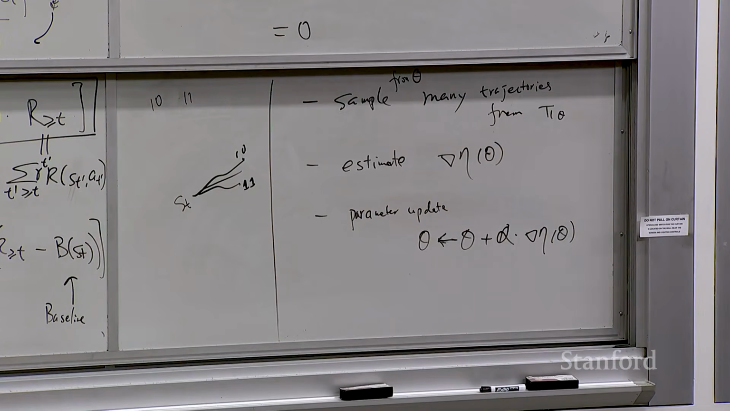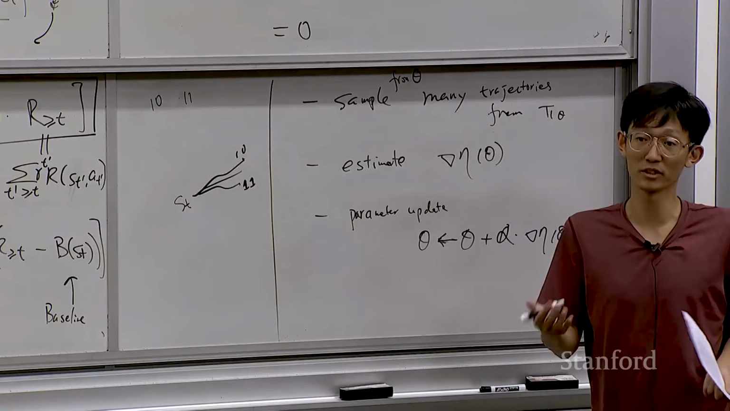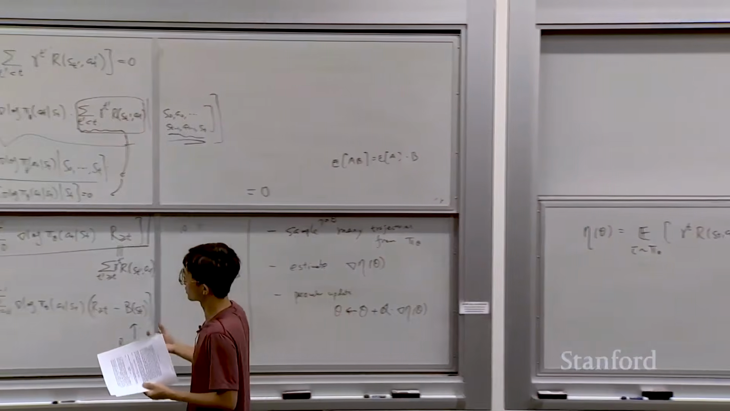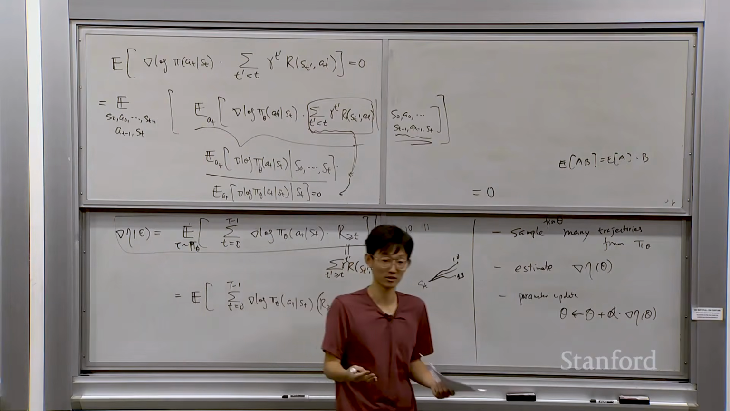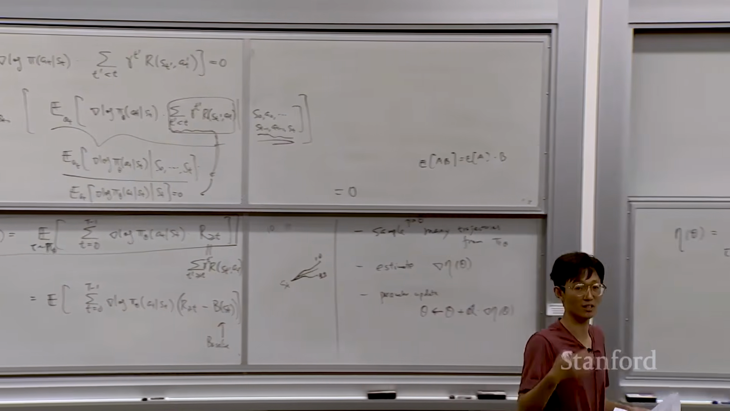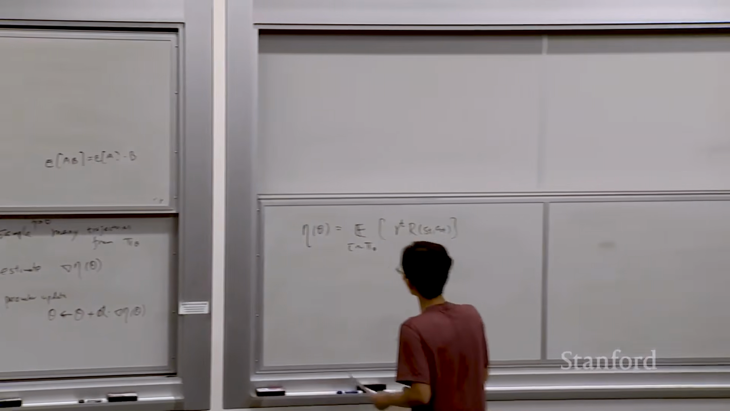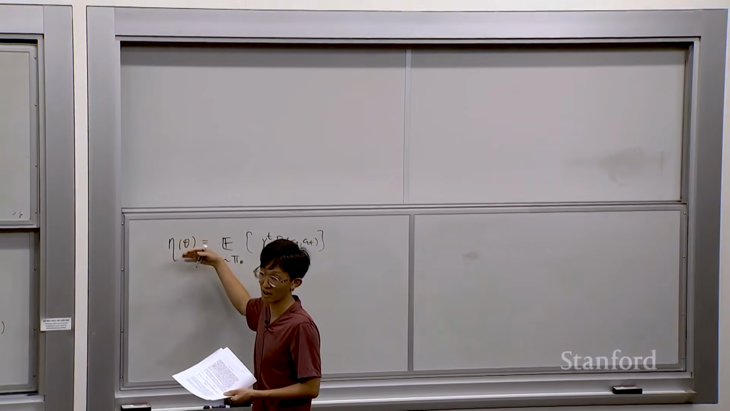PPO is trying to deal with this sampling issue by importance sampling. Basically it's trying to reuse some of the trajectories you sampled from an old policy and still estimate the gradient, or the reward function, at the current policy.